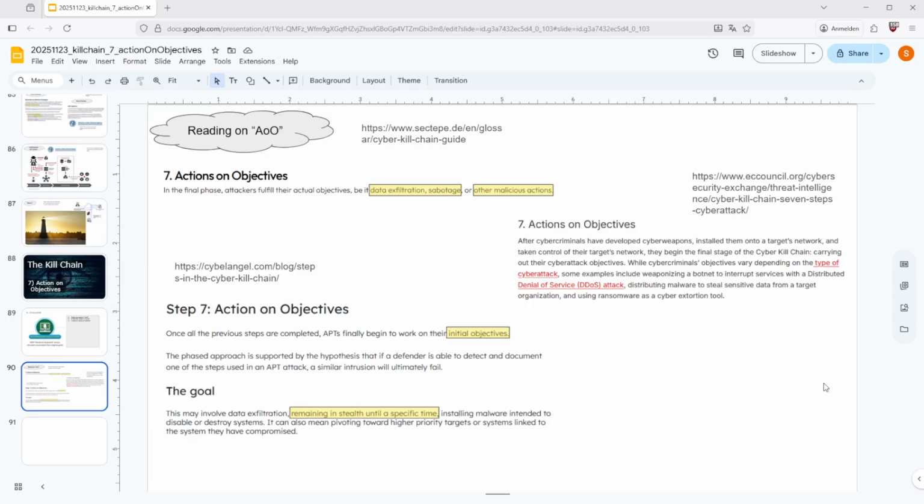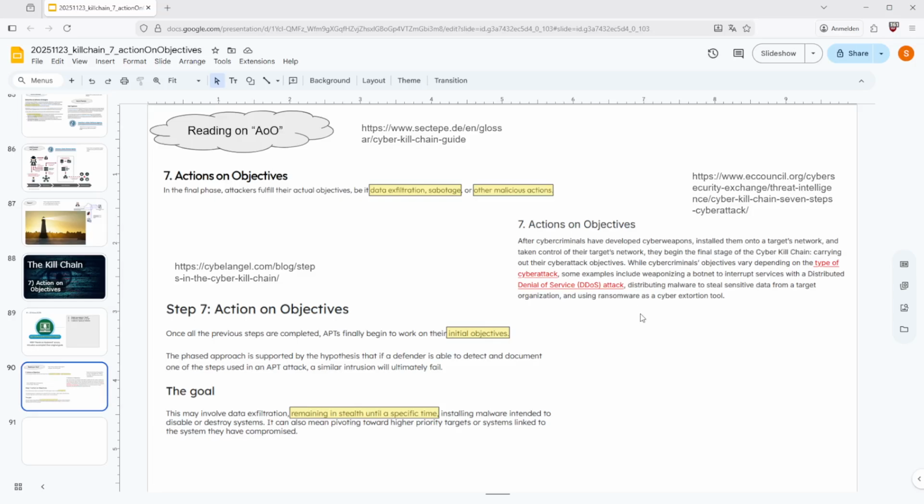So, after cyber criminals have developed cyber weapons, installed them into the target network, and taken control of the target's network, they begin the final stage of the cyber kill chain, carrying out the cyber attack objective. Yes, pretty good. While cyber criminals' objectives vary depending on the type of cyber attack, I want to click on that type of cyber attack because I found a similar link somewhere, but I think it's good. Threat intelligence, the most critical. Yes, we go through those two types of cyber attacks. I like it. It's really good if they give you these links easily.